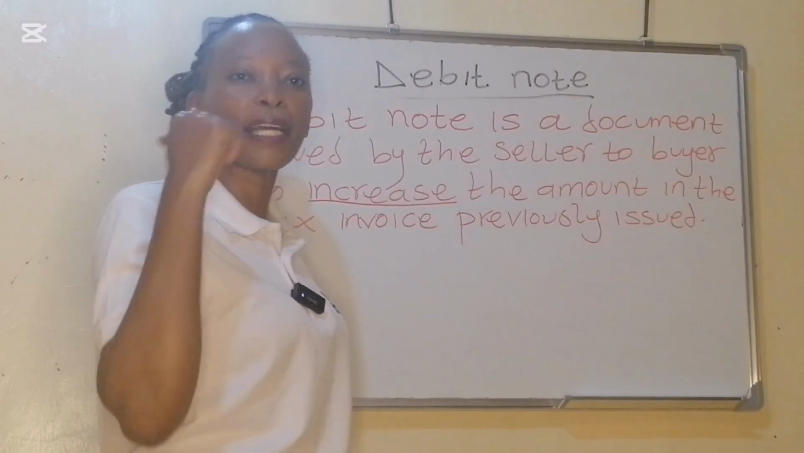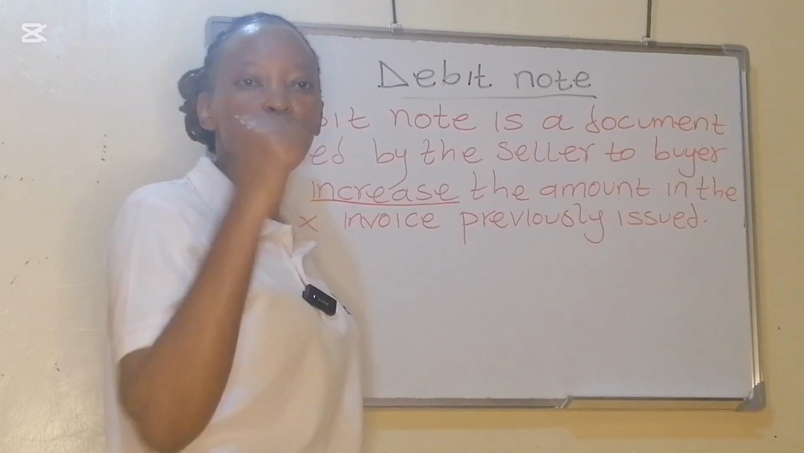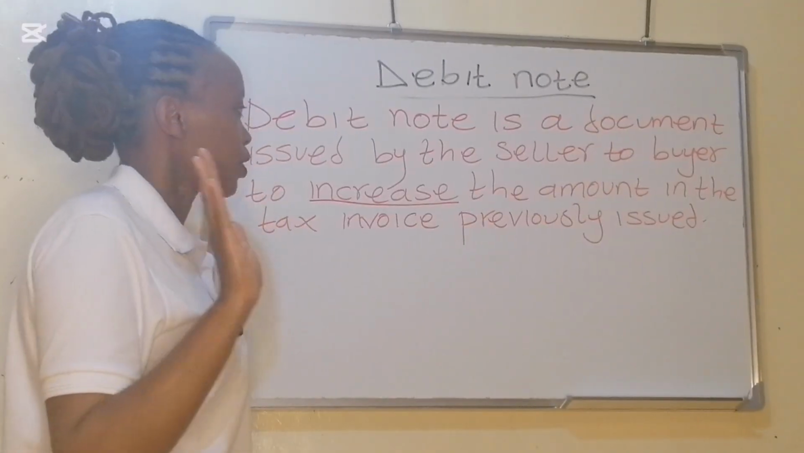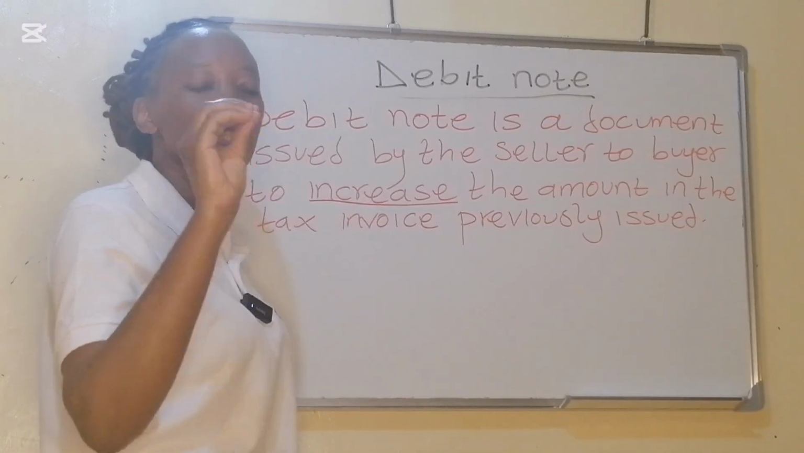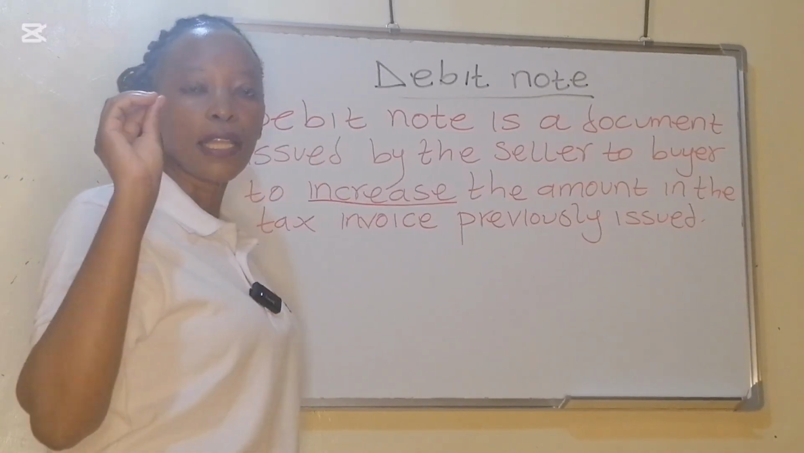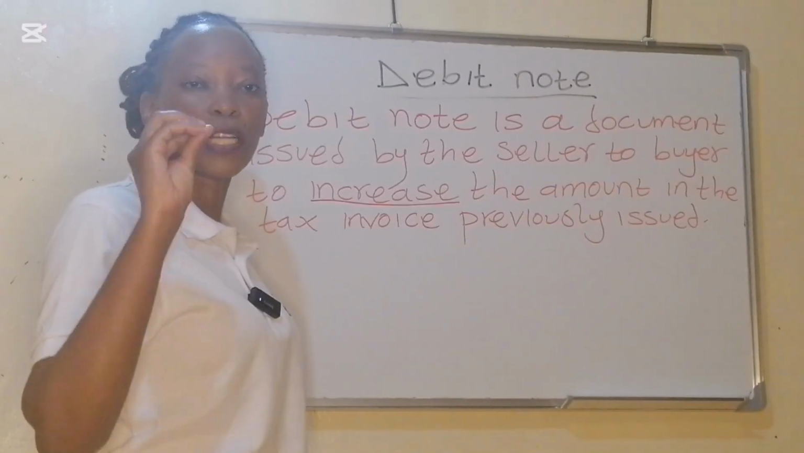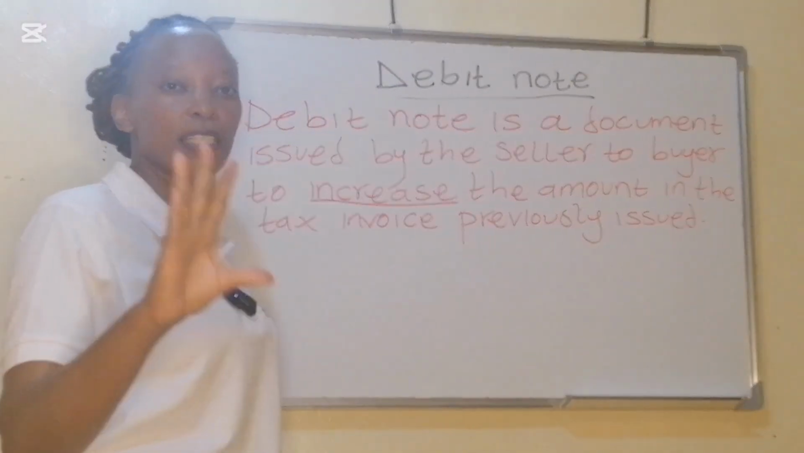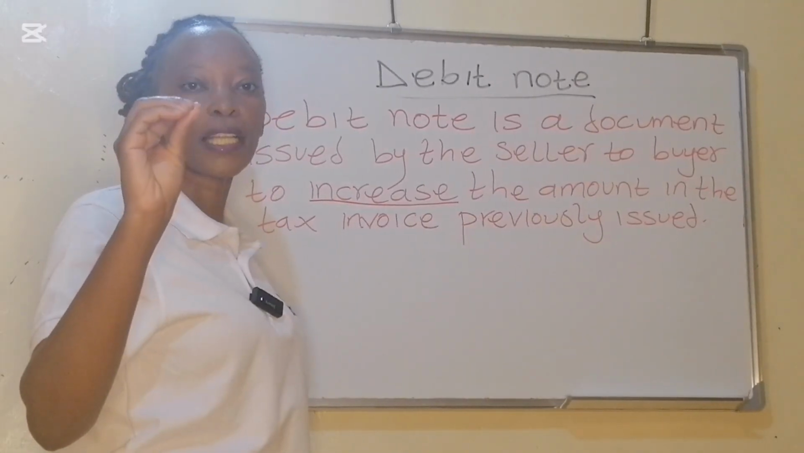Because if we made an error in the invoice, we don't write another invoice. That is not the correct accounting procedure. If you have issued an invoice and you realize that you have made an error, you don't write another invoice. You don't tear the invoice or shred it and throw it in the dustbin. That is not the right procedure. You don't write another invoice to correct the invoice.